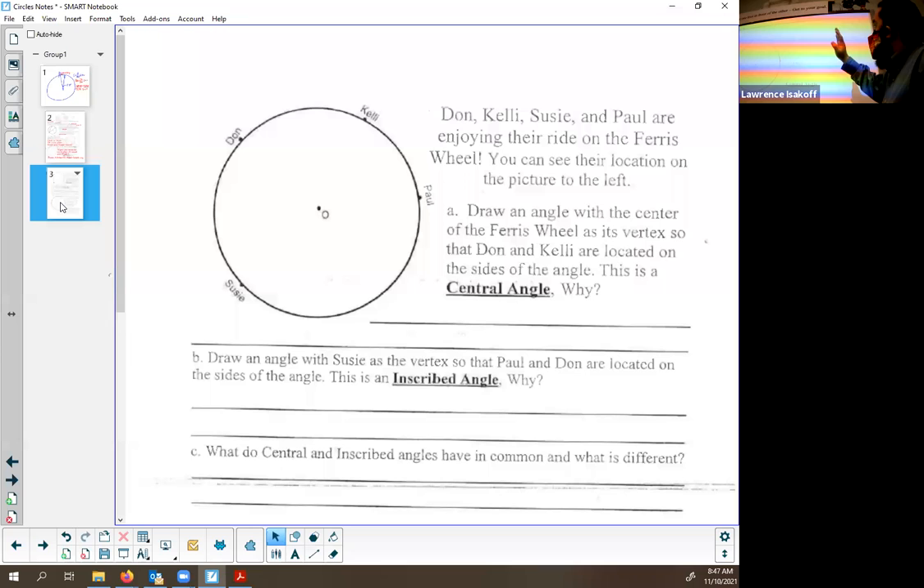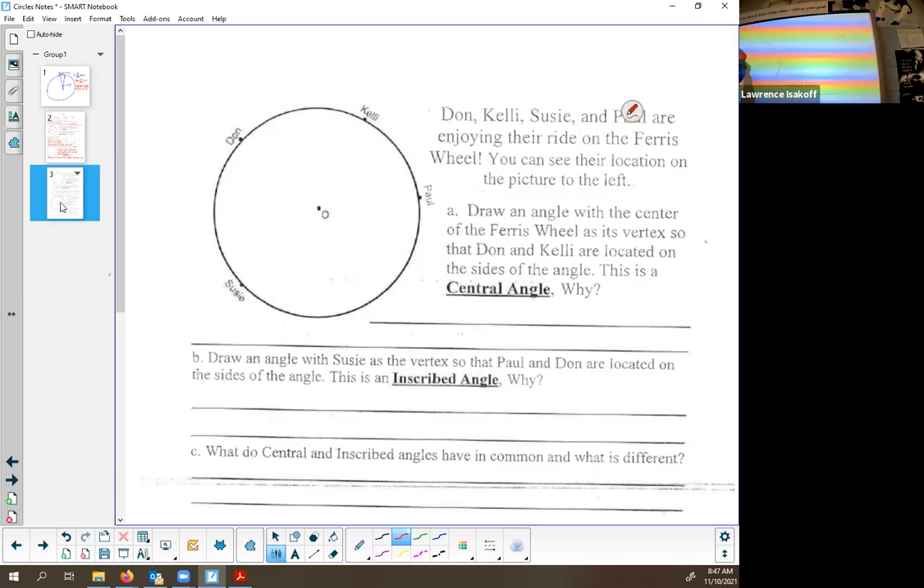So, Don, Kelly, Susie, and Paul are enjoying a ride on this Ferris wheel. You can see their locations right over here. So we're going to draw an angle with the center of the Ferris wheel as the vertex, and Don and Kelly are located on the sides of the angle. This is a central angle, so I'm going to draw this in right here.